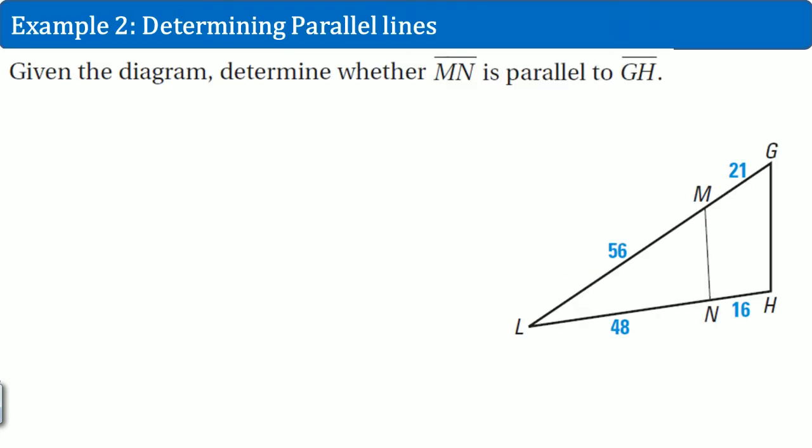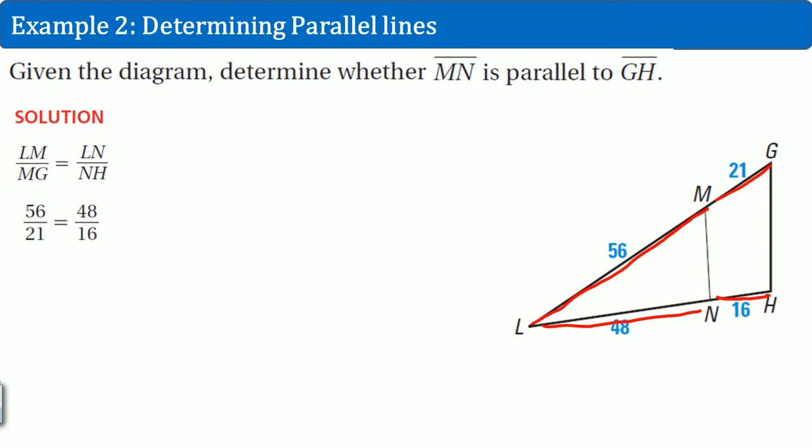So let's see how it looks. Are these two lines parallel? Notice they don't have that symbol, because we're trying to prove if it's parallel. So again, we set up the equation. LM divided by MG is going to be equal to LN divided by NH. Plug it in. So 56 divided by 21 is equal to 48 divided by 16. If you simplify it, it becomes 8 over 3.